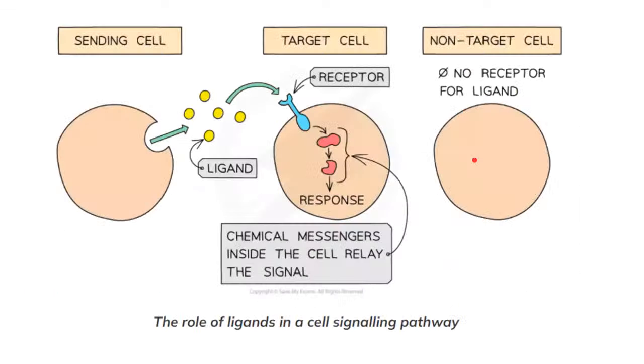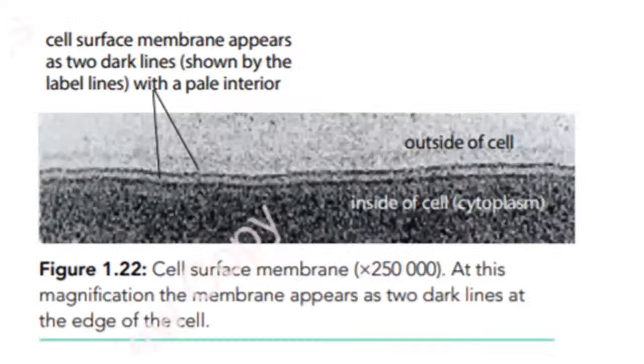Some cells may have more, some will have less. If the other cell, which is not a target, does not have the same glycolipid or glycoprotein, even if the ligand comes here, it won't be able to detect it, and this cell will do its normal functioning. The functioning will not change. So this is how different cells vary in how they respond to different signals. Now, again, just to show you how small that cell membrane is, it looks like two dark lines, even if you zoom in by 250,000 magnification, right? Phospholipids are so small.